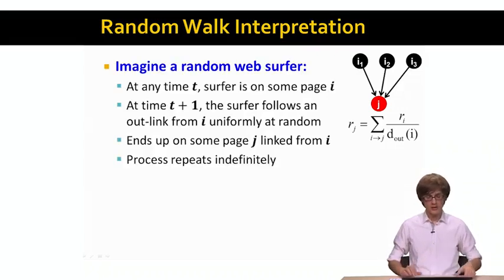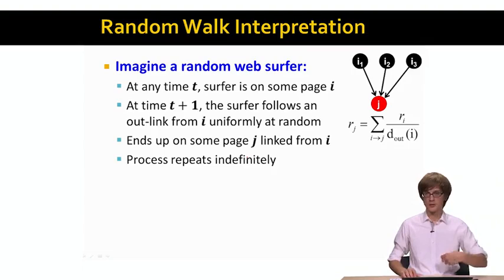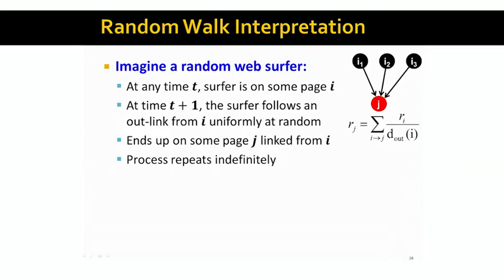So the idea is that at some given time t, the surfer is at some node i, and in the next time step, at time t plus 1, the surfer will follow an outlink from i, choosing this outlink uniformly at random out of all the outlinks of node i. And then the surfer is at node j at time t plus 1, and again looks at all the outgoing links of node j and follows one of them at random.